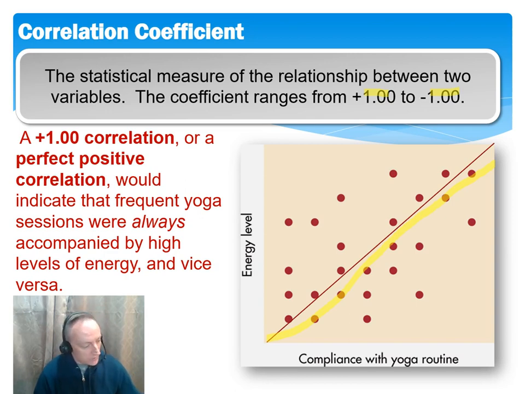One thing you should know about correlational research, especially in psychology as it applies to human beings, we're not perfect. We never find perfect correlations, but the closer you get to a positive one means the stronger the relationship is.